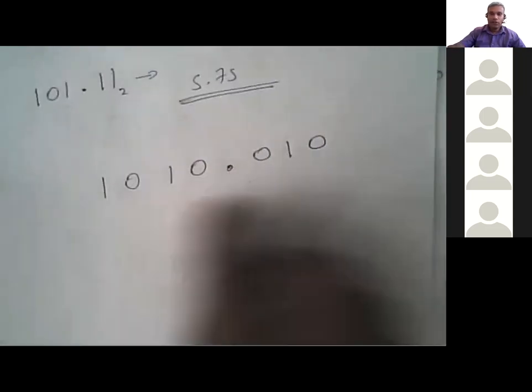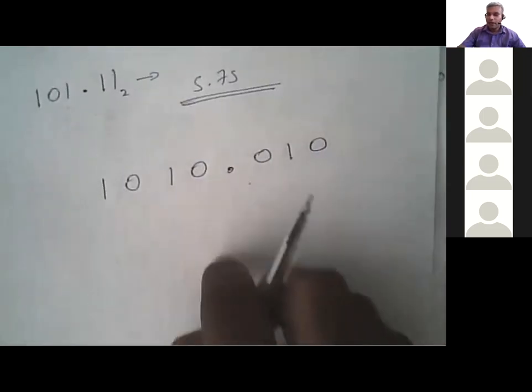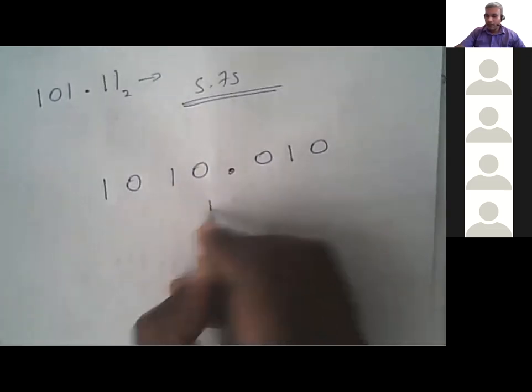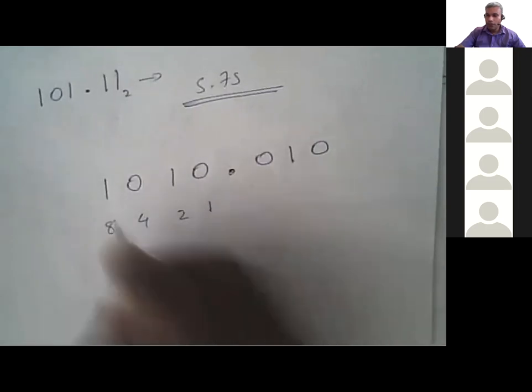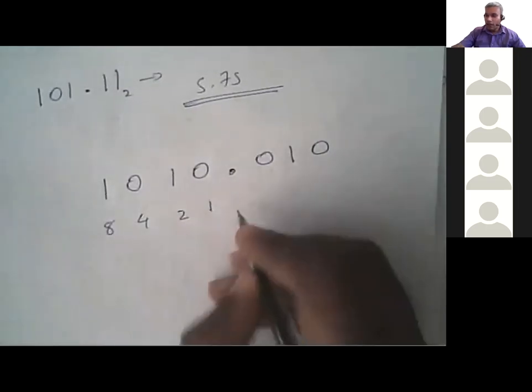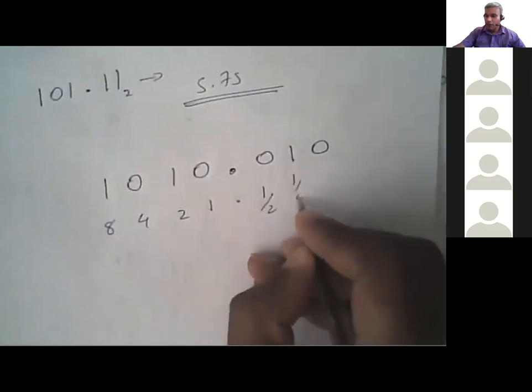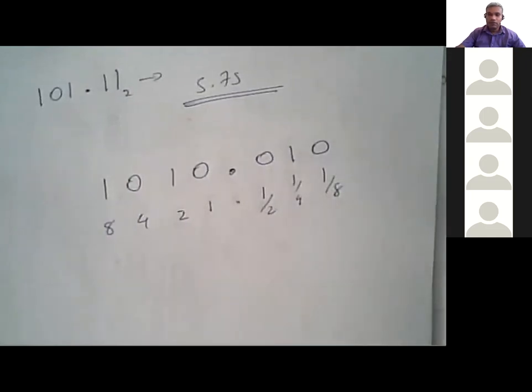Like this, you write the binary number. This is the radix point. Then after it, you write the powers of 2. So this is 1, 2, 4, 8. After this, you have the fractional values. You go like half, 1/4, 1/8.